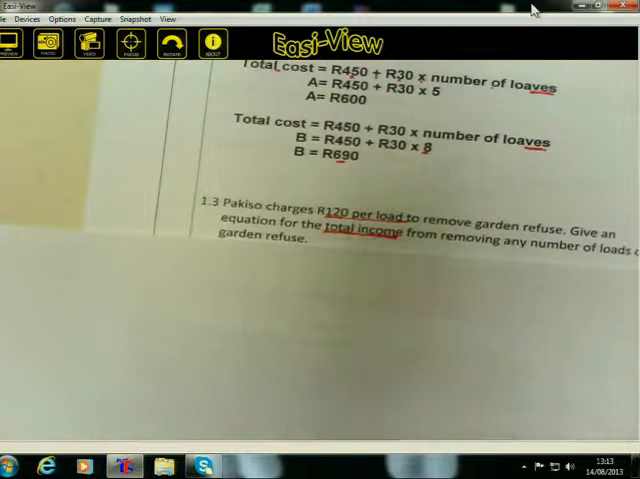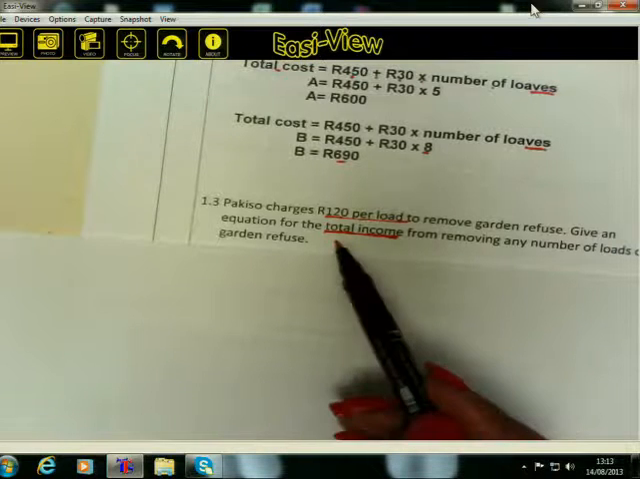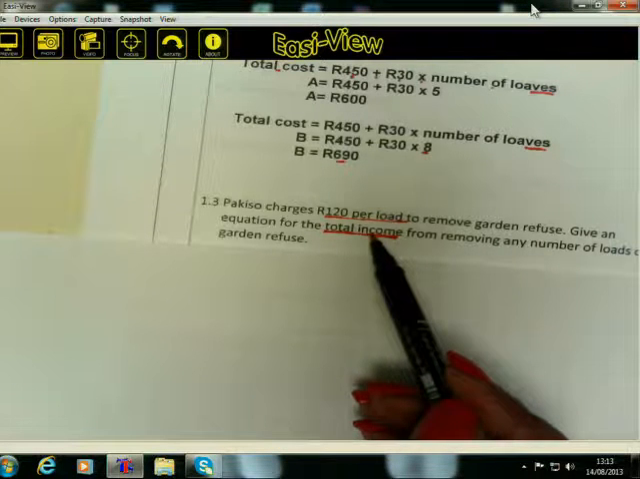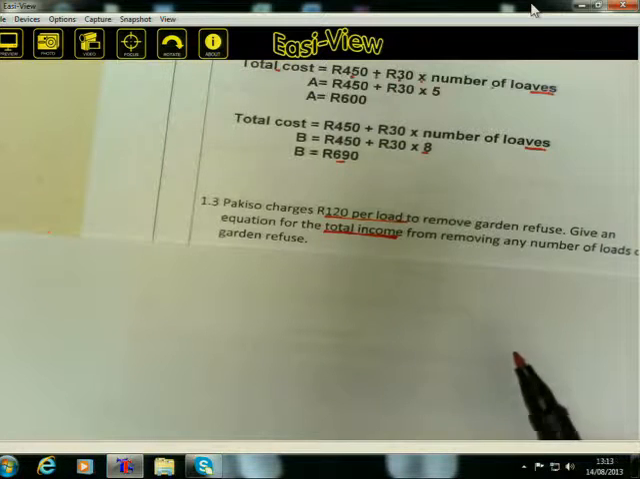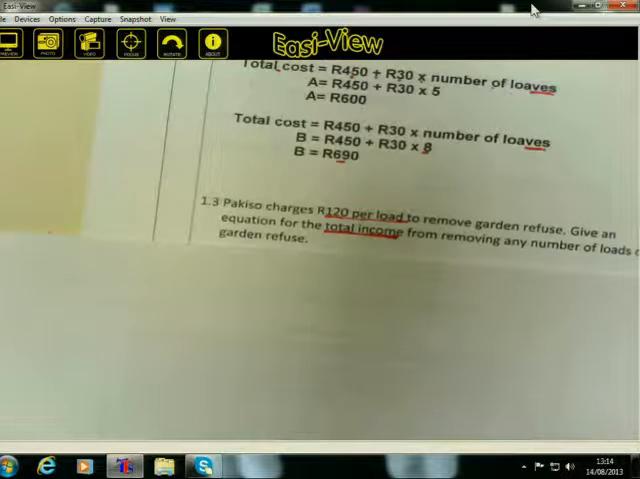Remember in the previous one, we were supposed to give an equation for the total cost. Now in this one, we are supposed to give an equation for the total income from removing any number of loads of garden refuse. Again, we must construct a formula. But this time, the formula is on the income. The previous time, the formula was on the cost, because for Pakiso to remove the garden refuse, it will cost Pakiso some money. Remember the cost we said is 450 for hiring the bakkie and 30 rands per load.